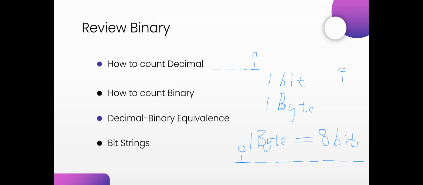Okay, 0 means positive, 1 means negative, and you can use the other 7 bits to represent the number. So basically the biggest number is 0, 1, 1, 1, 1, 1, 1, 1. You have all ones. So basically it is 2 to the power of 7 minus 1, which equals what? 2 to the power of 7 minus 1. All right, so this is the biggest number you can represent using 1 byte.